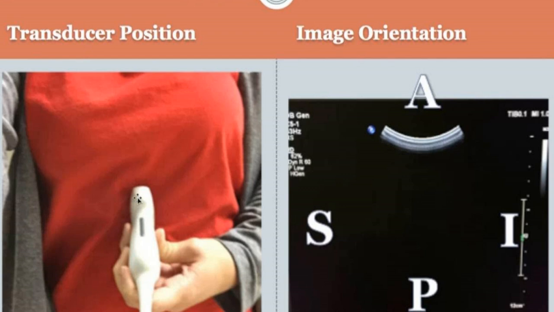Now this is kind of just a brief little recap of that as well. So here we're holding our transducer in sagittal, our notch is pointing up towards the patient's head. We're going to be getting anterior anatomy towards the top of our screen, posterior anatomy towards the bottom of our screen, superior anatomy or closer towards the patient's head on the left side of the screen, and inferior anatomy closer towards the patient's feet on the right side of the screen.